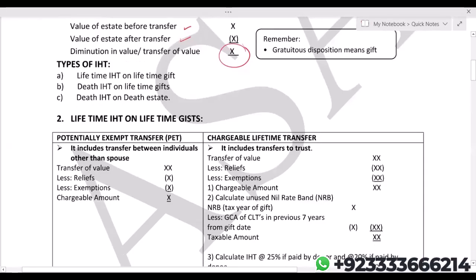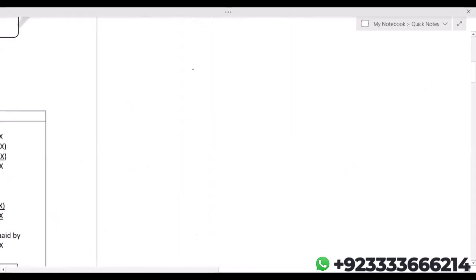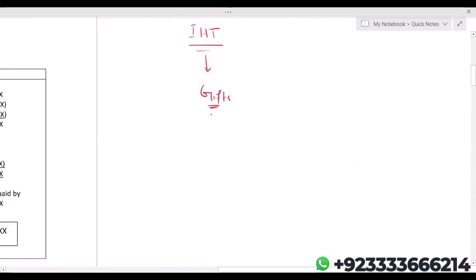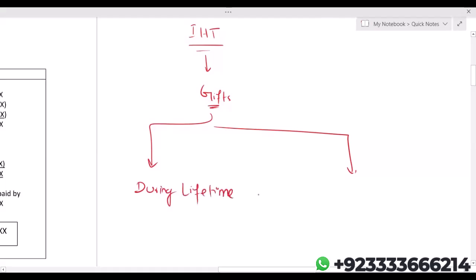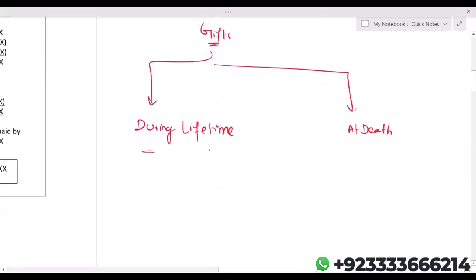When we say types of gift, basically IHT is on gifts. When we say gifts, then there are two possible dates. One is that the gift could be during lifetime, and gifts can be given at death. First of all, lifetime gift.